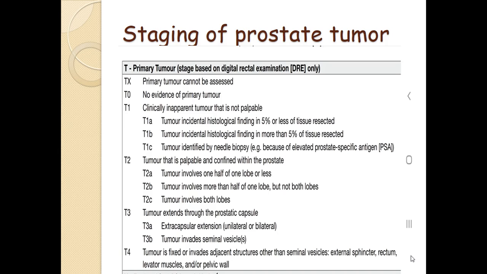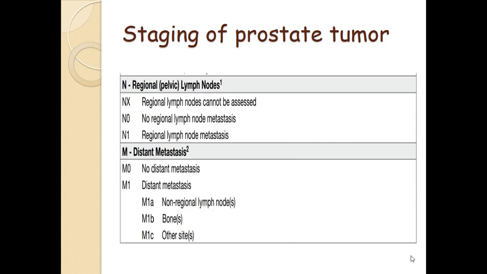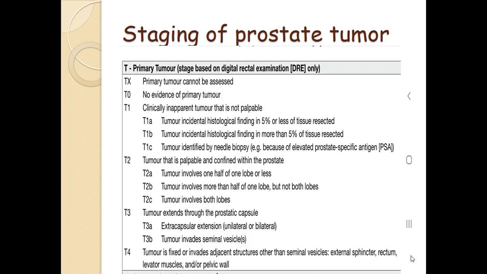Then T3 tumor extends through the prostatic capsule. Extracapsular extension, unilateral or bilateral, is T3A, and tumor invading the seminal vesicles is T3B. T4 is a locally advanced disease which extends up to the sphincter, rectum or muscles. So what we see in our setup is that patients who have a PSA of less than 10 usually fall in the category of T1, whether you find them on a TRUS biopsy or on a resected specimen from a TURP.